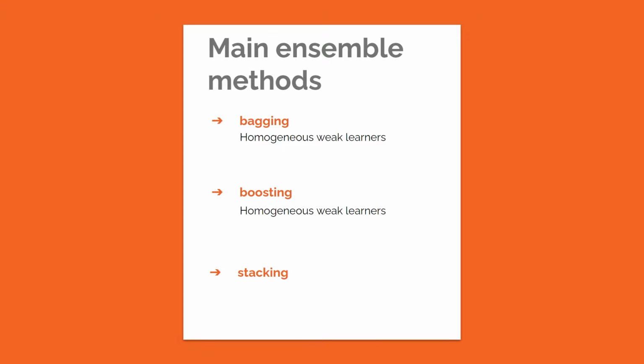As mentioned, there are three main ensemble methods. We've got bagging, boosting, and stacking. Bagging and boosting use homogeneous weak learners. What that means is that each of the learners which make up the ensemble method are going to be of the same type. For example, random forest uses decision trees. Other methods might use linear regression or logistic regression. But whatever you're using, you're going to use the same type throughout the method.